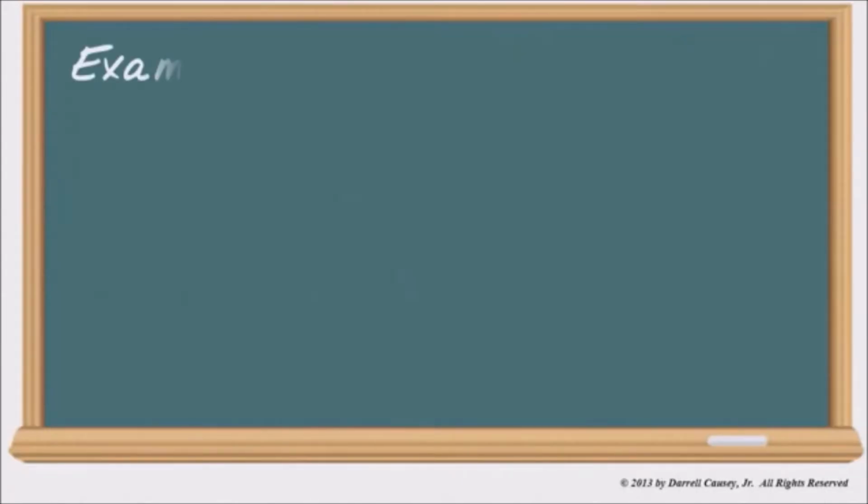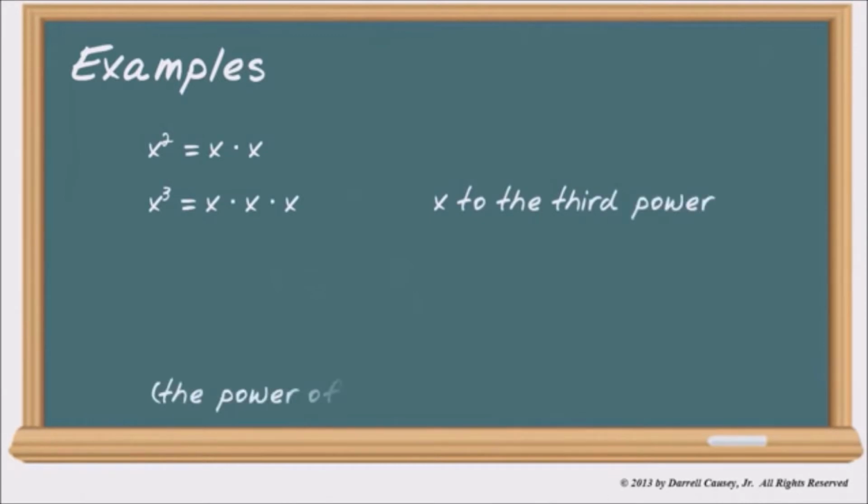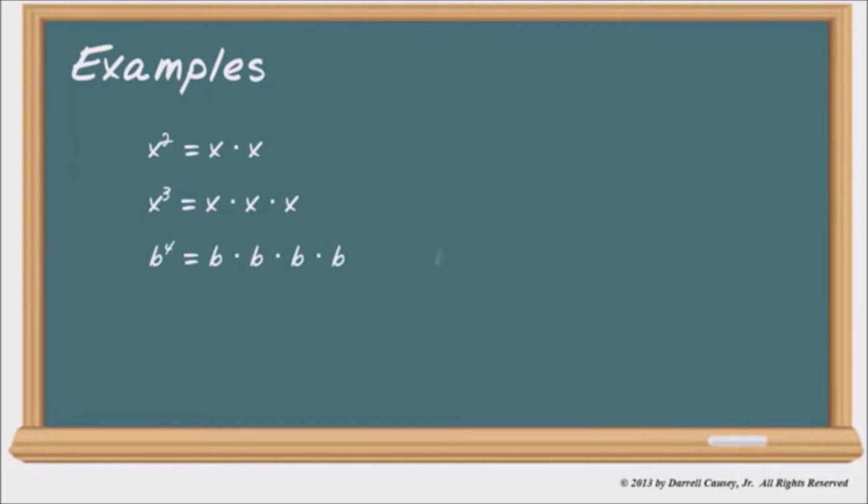For the examples, we have x to the second power. Now, the power of 2 or the second power is also called squared. So since the exponent is 2, we will multiply x by itself 2 times. Now, x to the third power, and another term for the power of 3 is cubed. So we are going to multiply x by itself 3 times. Next we have b to the fourth power, so we multiply b by itself 4 times.